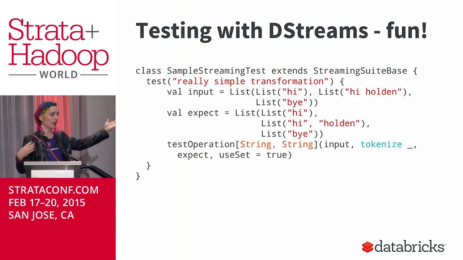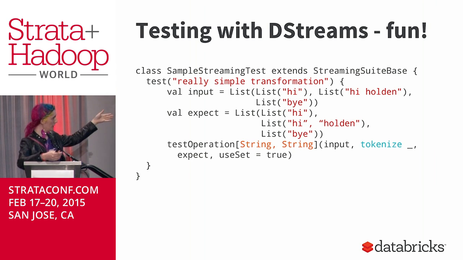We provide it with our expected output, and then I say useSet equals true, and this is mostly because I don't particularly want to worry about ordering inside of each time slice. The other thing to notice is that each of these lists inside of the input data represents the input data for that time slice. This is maybe not a great example in retrospect, because we could have multiple pieces of input data in each time slice, but for the sake of fitting it on a slide, I didn't do that. And our output data more clearly illustrates that we can have multiple values coming back on each time slice.